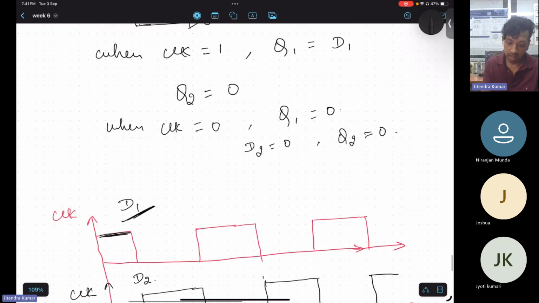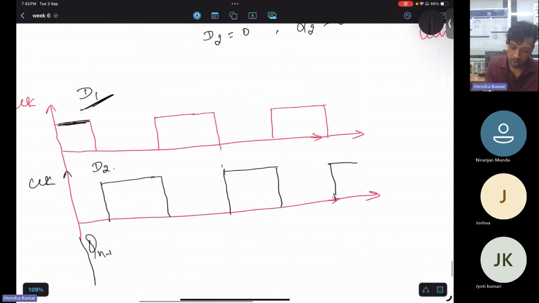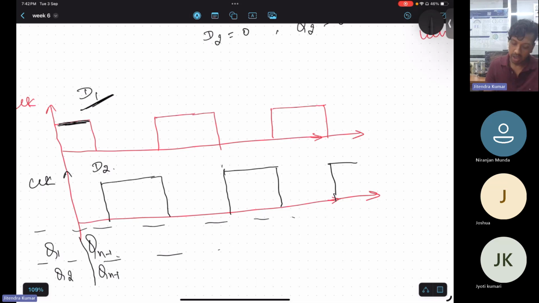Please relate with the D flip flop. When clock is equal to 1, here it is going to be 0 and Q1 will be equal to memory. When Q1 is equal to memory, then Q2 will also be equal to memory, Qn minus 1. This one is Q1 and this one is Q2. I am writing in this fashion, so please do not get confused.